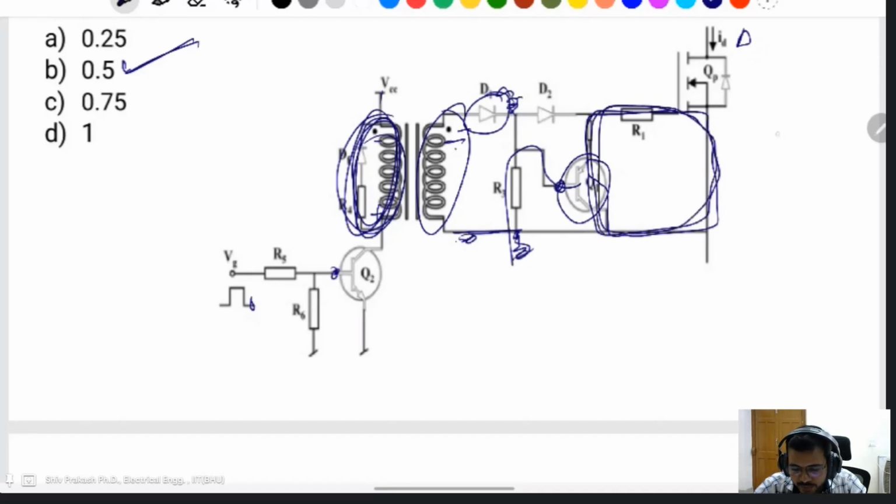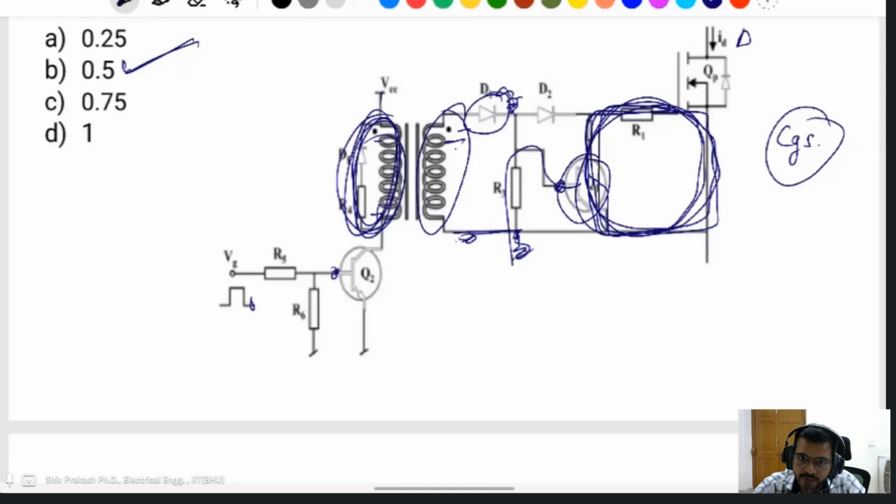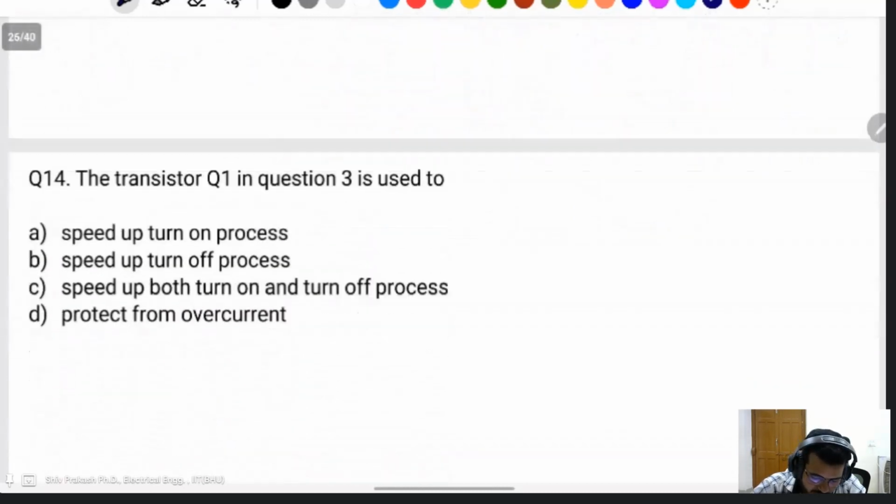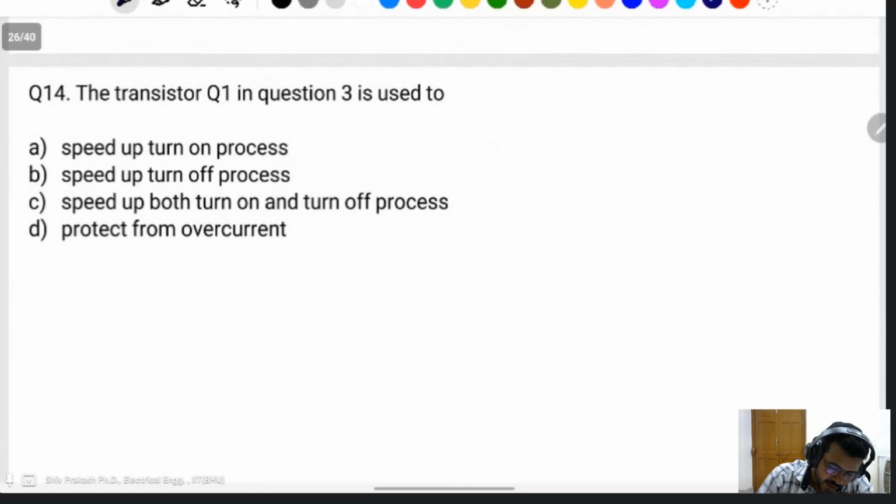VGS, the gate-to-source parasitic capacitance is discharged through Q1 at off time. In on time Q1 is not used; in off time it is used because of the discharging of the capacitor through the resistance R1 and Q1. There is a speed up of the process.